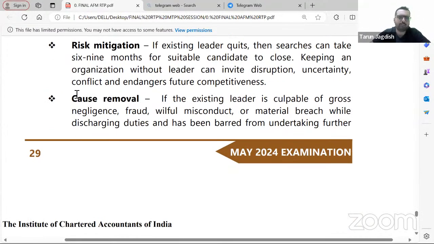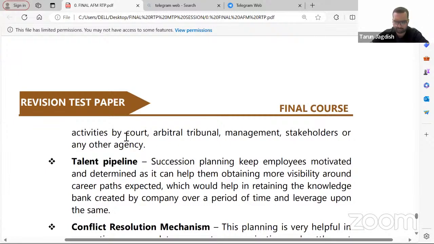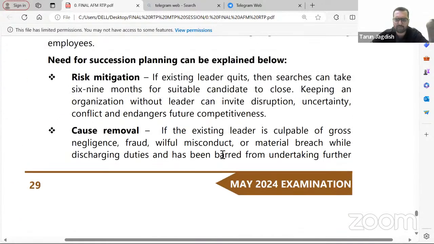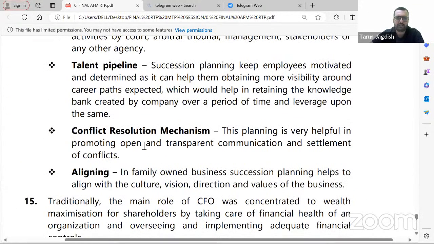Second point they're saying is cost removal. If the existing leader is culpable of gross negligence, fraud, etc., when the new fellow comes in, automatically such fraud will be identified. At the same time, the new fellow should not be responsible for any of the fraud taken care of by the earlier CEO. He should be liable only for the actions he takes on his own. Then there is a third point.